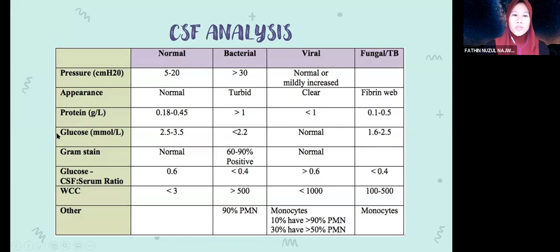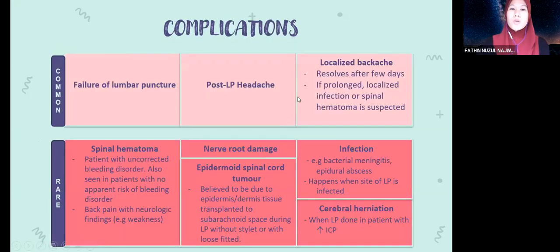The glucose in the CSF analysis is in relation to our serum glucose. Hence why it is important that we do a random blood sugar prior to lumbar puncture. Now, for the complications, the most common complications in lumbar puncture would be failure of lumbar puncture itself.